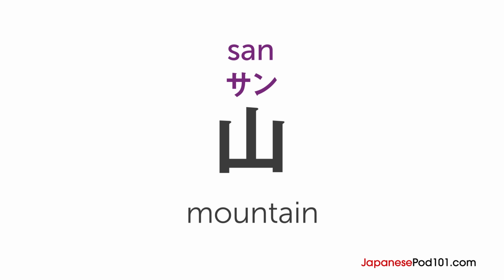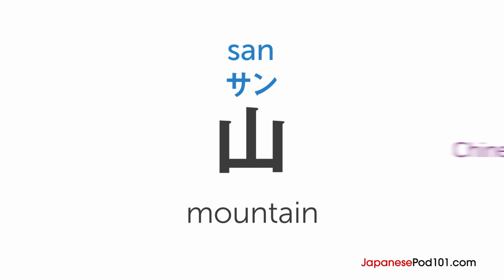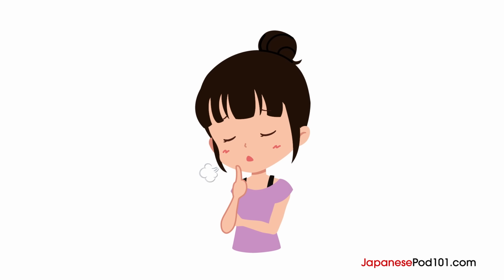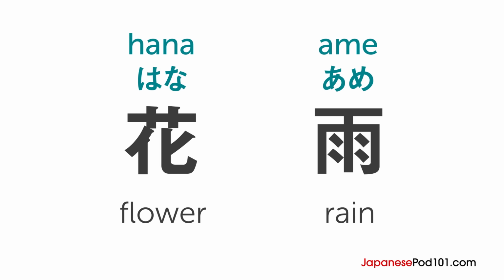But what about the Chinese reading? This kanji in China is read shan. This shan was adapted to san, so that's its on reading, its Chinese reading. But how do you know which one to use when you're reading? There's a general rule. When a word is made up of just one kanji, the kun reading is used.